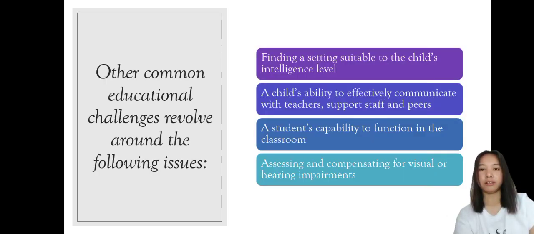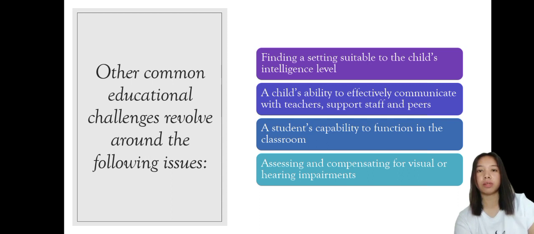Common educational challenges revolve around the following issues. Finding a setting suitable to the child's intelligence level. Each child has a unique level of intelligence and learning styles. It is important to consider these factors when determining the most suitable setting for a child's education. Finding a setting suitable to the child's intelligence level involves understanding their strengths, weaknesses, and their needs. It requires assessing their cognitive abilities, academic performance, and potential for advanced learning.